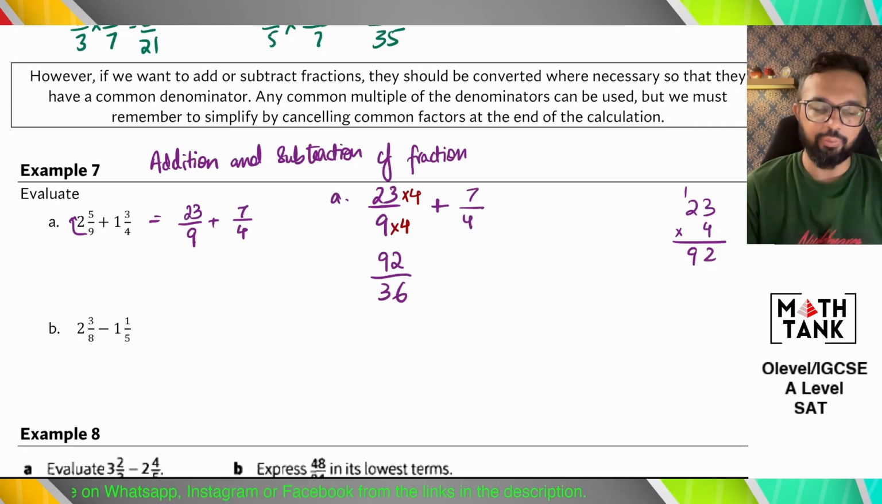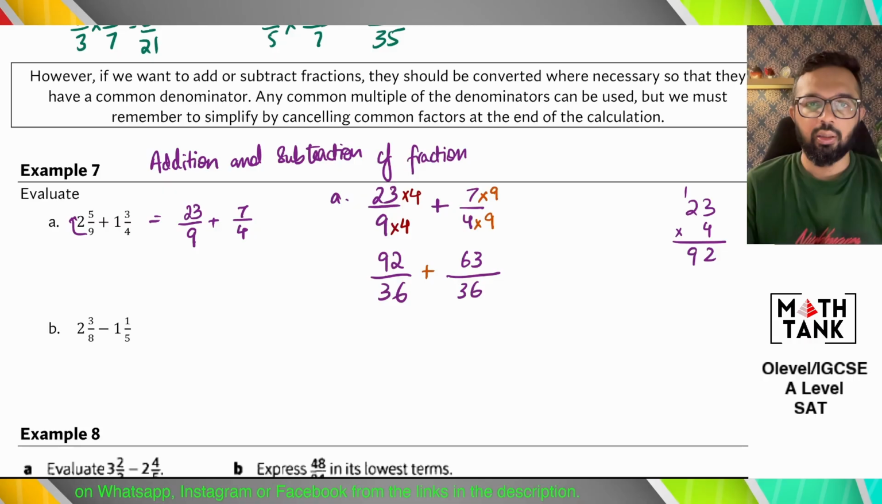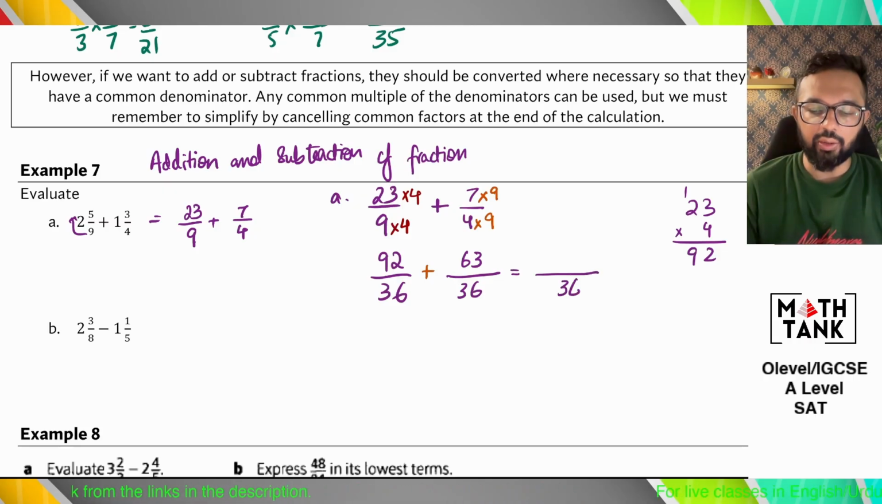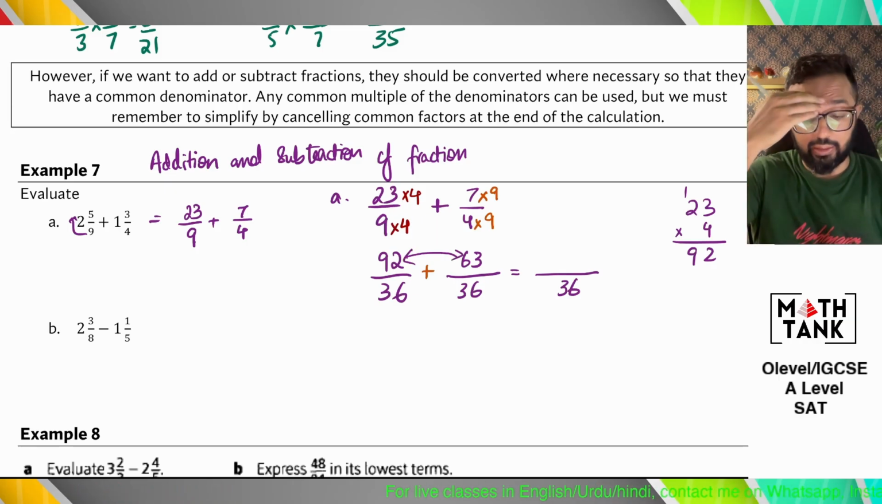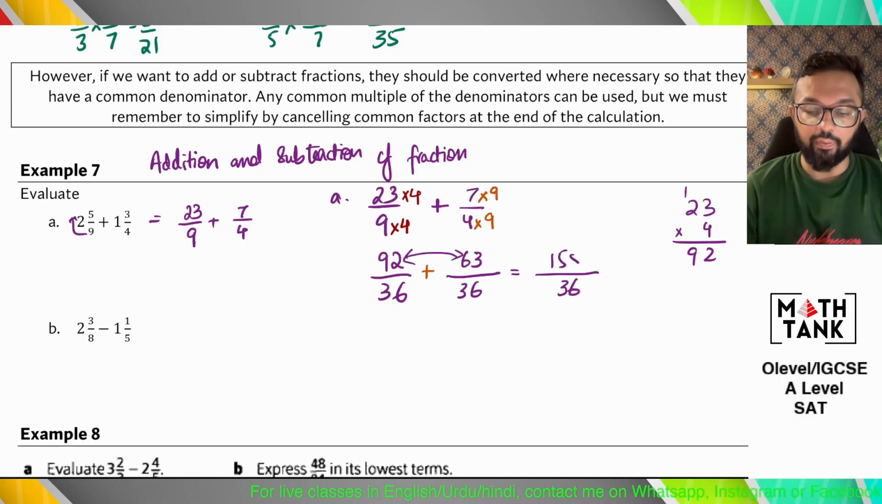How do I change this to 36 in the denominator? I multiply this denominator by 9 so that I get 36. But if I multiply the denominator, then I must do it in the numerator as well. So I get 36 and 7 times 9 is 63. Now remember that the denominators don't get added, they are a common denominator. So you can now add the numerators together. So this gives me 155.